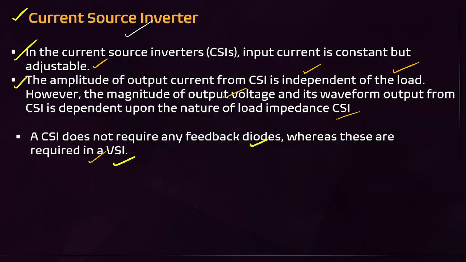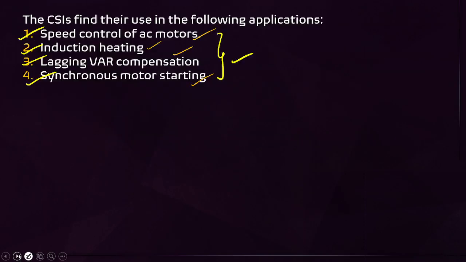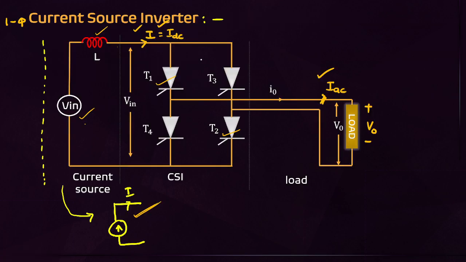And these are the points mainly concentrated with respect to the current source. Up to now, whatever single phase bridge inverter I explained was the voltage source inverter, because the input is a voltage source. But in a current source inverter, the input is a current source. Output current waveform and amplitude are independent of the load, only voltage depends on it. That is, in a current source inverter, current is independent, voltage is dependent. What are the applications of the current source inverter? Speed control of AC motors, induction heating applications, lagging VAR compensation, and synchronous motor starting also we have to use. And this is the current source inverter.